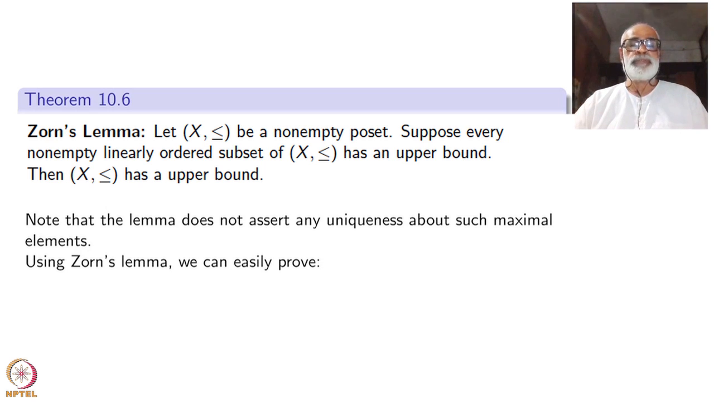Every linearly ordered, every totally ordered subset of X, what does it mean? Under this same order, you have to take the subset with the restricted order, and that must be linearly ordered. If every such linear order has an upper bound, then X has a maximal element. There may be many maximal elements, since this is just a poset. If it were a total order, there would be only one maximal element. X is only a poset. Note that the lemma does not assert any uniqueness about such maximal elements. It's very important.